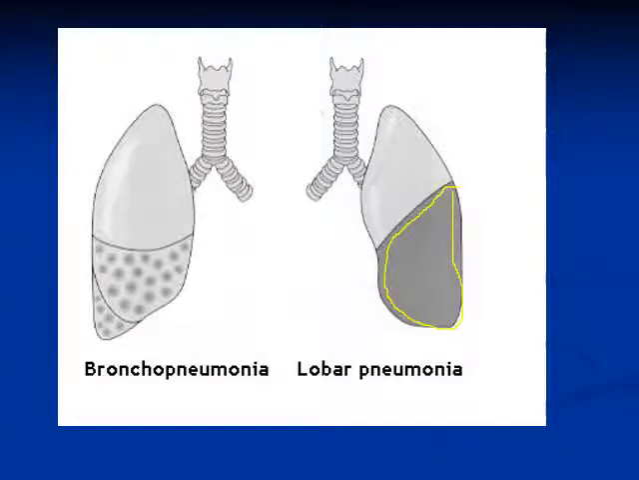The other, it is patchy. You see here is patchy consolidation, not as uniform, and appears in the X-ray as non-homogeneous opacity or hazy opacity. But the lobar pneumonia appeared as the homogeneous opacity of the lung.